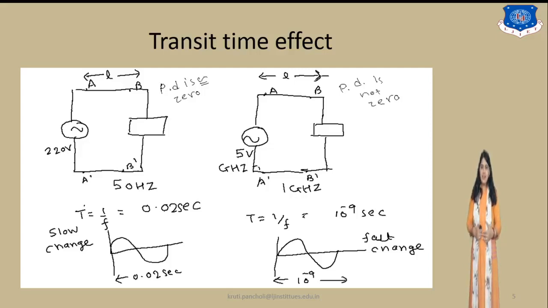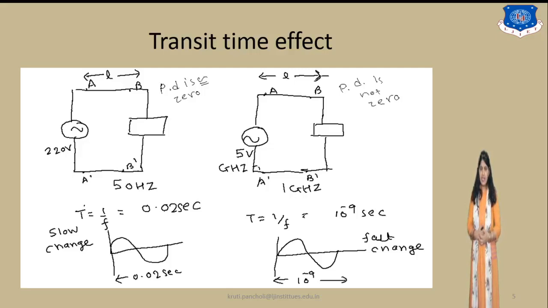We can see the length L of the transmission line, and the signal will travel from point AA dash to point BB dash. It takes some time to reach that point, but at this low frequency, whatever potential value appears at point A is the same as at point B. So if you find the potential difference, it is 0 in that case.